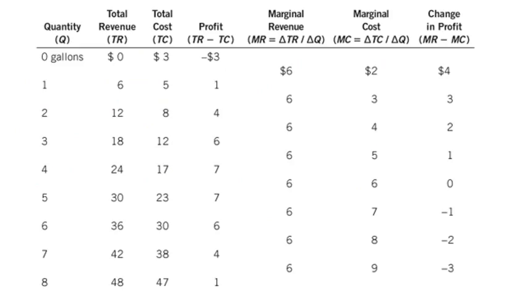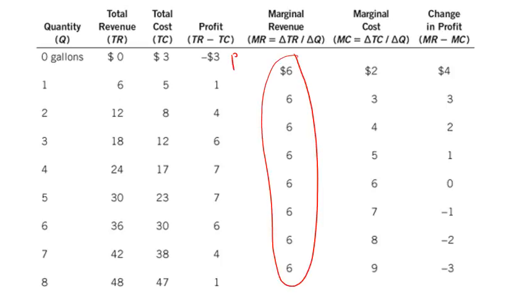Simple example. I have a table. It gives me information about quantity. Quantity goes from 0 to 8. Total revenue goes from 0 to 48. Total cost goes from 3 to 47. Profit goes from -3 to 1. Marginal revenue stays at 6. That tells me that here the marginal revenue is constant at 6. That means the market price must be $6 for this competitive firm. In perfect competition, price and marginal revenue are always the same.